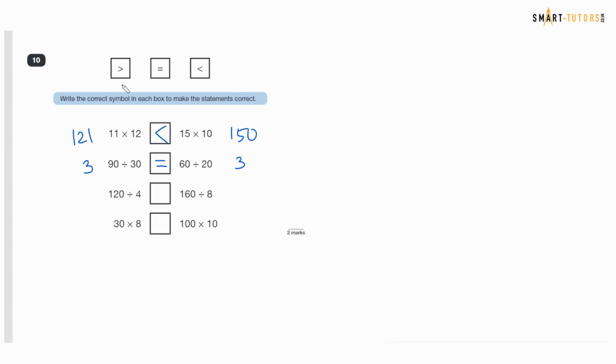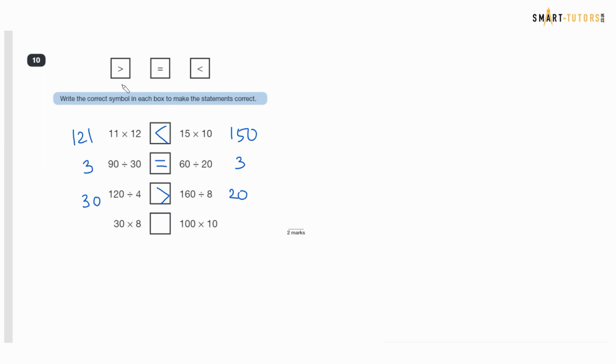The next one is 120 divided by 4 and 160 divided by 8. 120 divided by 4 is 30 and 160 divided by 8 is 20. So you need to put the greater than sign towards 120 divided by 4.